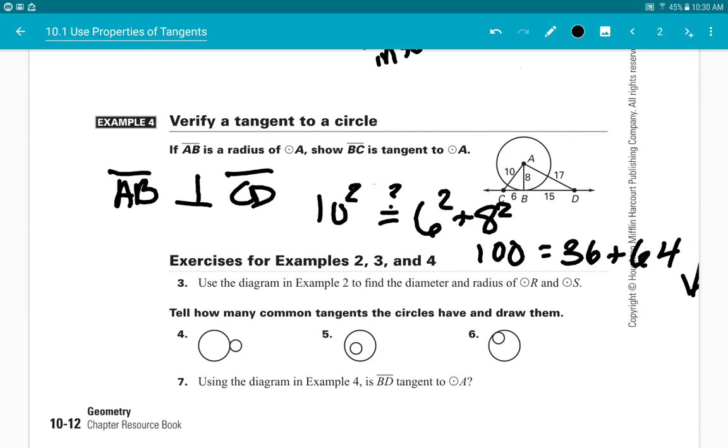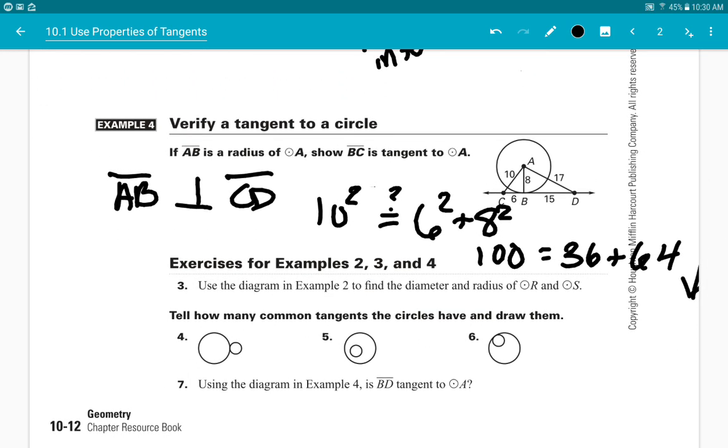All right, so here we have: use the diagram in example 2 to find the diameter and radius of circles R and S. Tell how many common tangents the circles have and draw them. And using the diagram in example 4, is segment BD tangent to A? Again, pause the video here and copy these questions down. I'll scroll up to the top so you can see the image from example 2, because example 4 is already on this page.